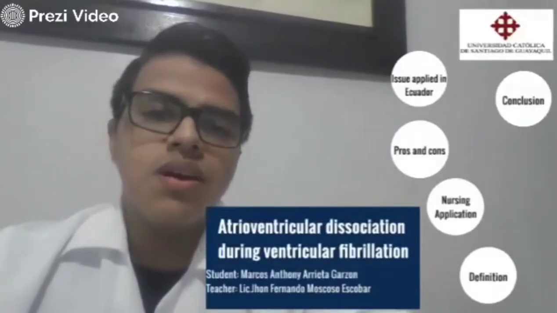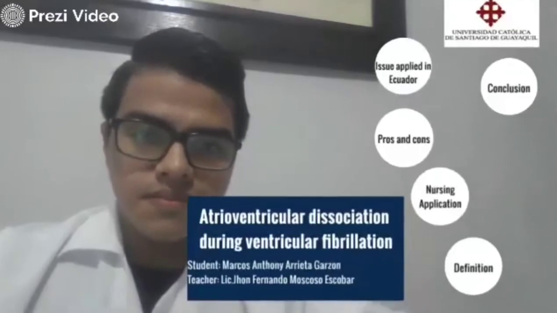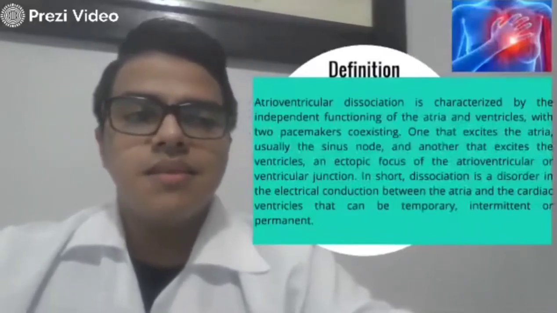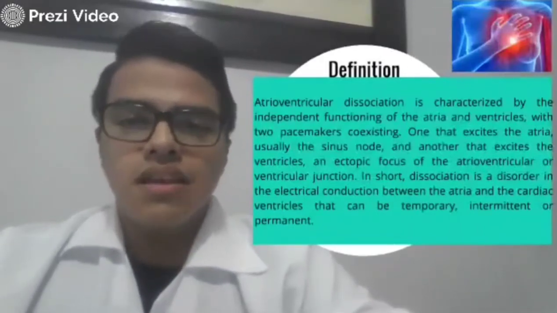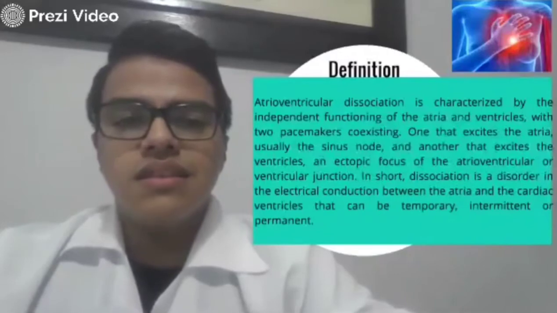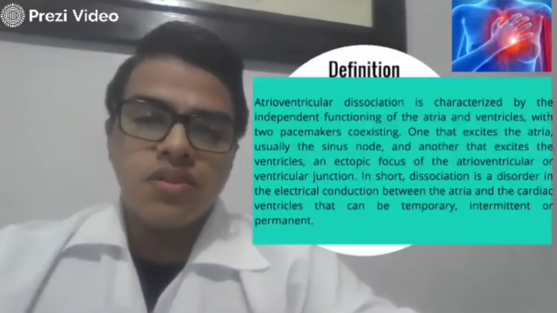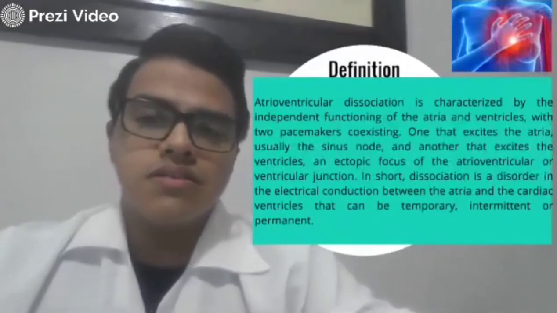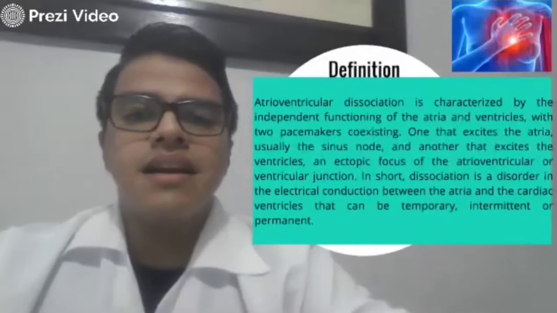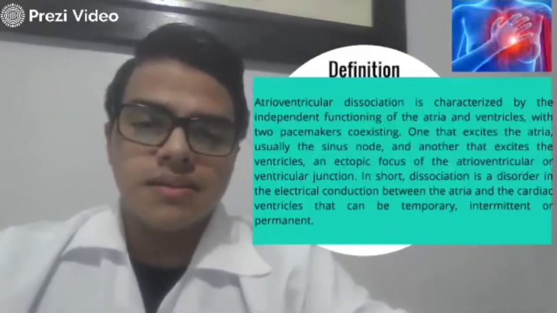This time I'm going to explain to you about atrioventricular dissociation during ventricular fibrillation. Definition: atrioventricular dissociation is characterized by the independent functioning of the atria and ventricles, with two pacemakers, one that excites the atria, usually the sinus node, and another that excites the ventricle, an ectopic focus of the atrioventricular or ventricular function. In short, dissociation is a disorder in the electrical conduction between the atria and the cardiac ventricle that can be temporary, intermittent, or permanent.